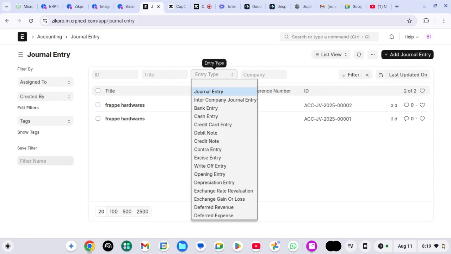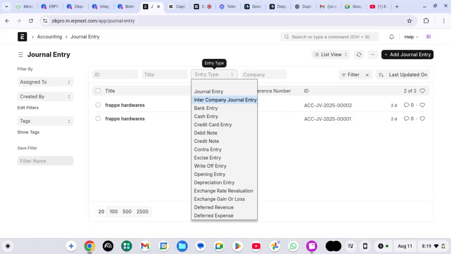For example, telephone bills or travel allowance can be debited in the expense account and credited to the cash or bank account on payment. Crediting salaries. Salaries of employees can be credited through a journal entry.